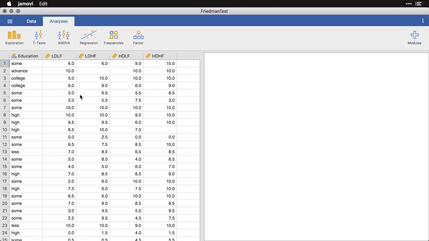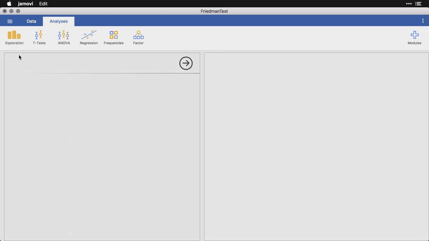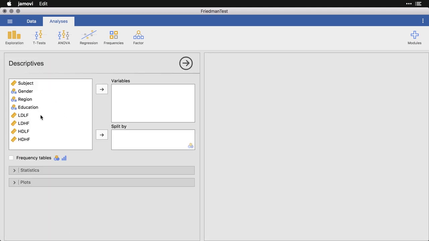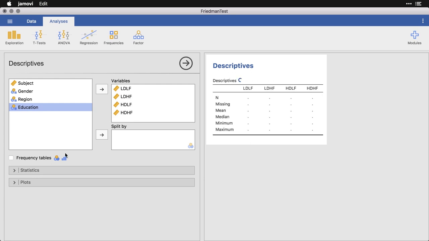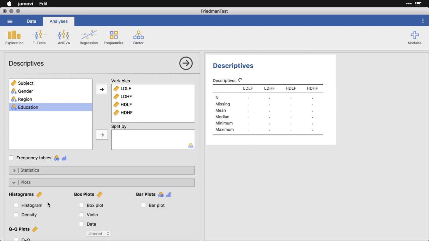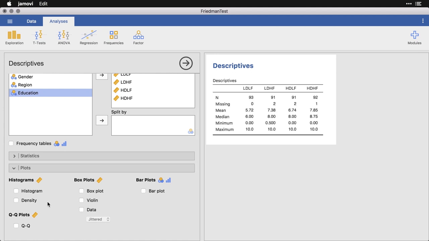But let's begin by looking at the distributions of these four variables. We've looked at them before, but I'm just going to come here to exploration and descriptives. And then I'm going to pick these four outcomes, low disgust, low fright, up through high disgust, high fright. I'll put those under variables. And I'm not so much concerned about the statistics as I want the plots that we can get for each of them. So I'm just going to hit density.